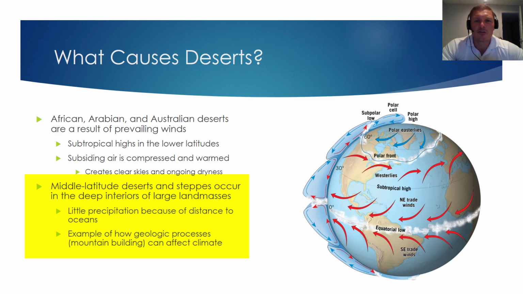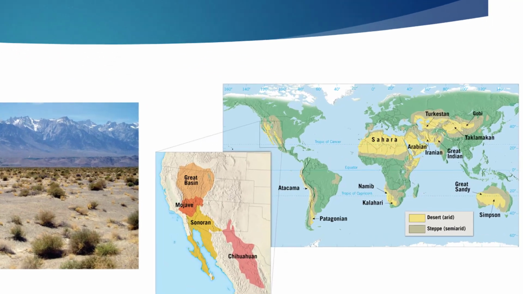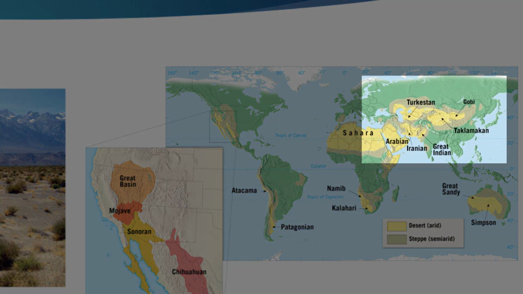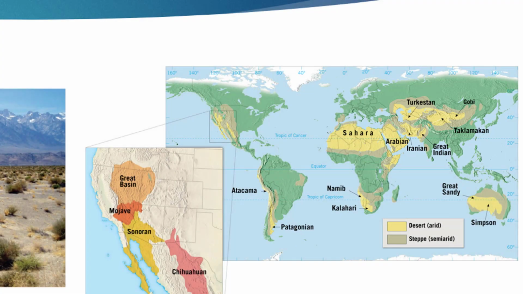Let's go back and look at that image once more. Let's focus in on Central Asia. You notice quite a bit of arid and semi-arid climate in this region. And this region is quite a bit higher than the 30-degree latitude. The reason there's such a prevalence of arid and semi-arid climates in this region is because it's very largely landlocked.